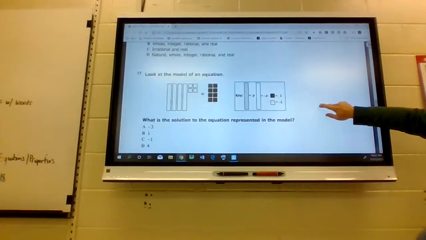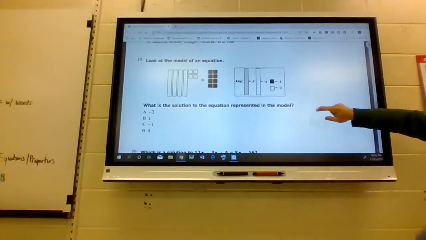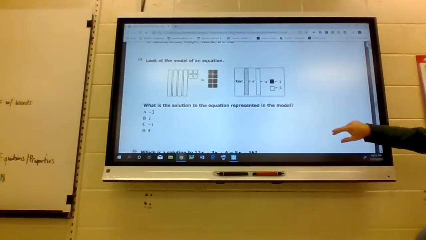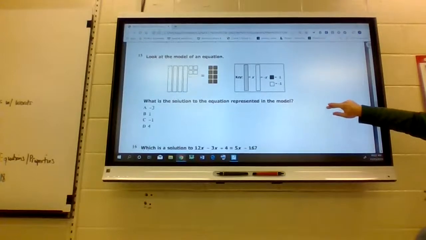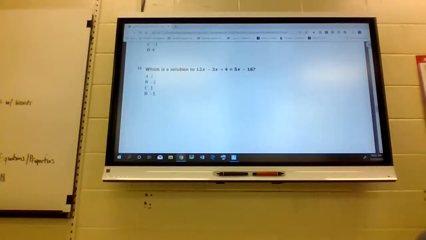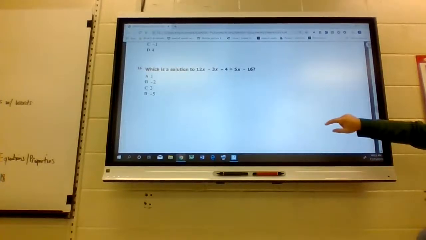15 is a model. Got 4 blank rectangles and 4 squares is equal to 8 dark squares. What is the solution to the equation represented in the model? 16, which is the solution to 12x minus 3x plus 4 equals 5x minus 16?